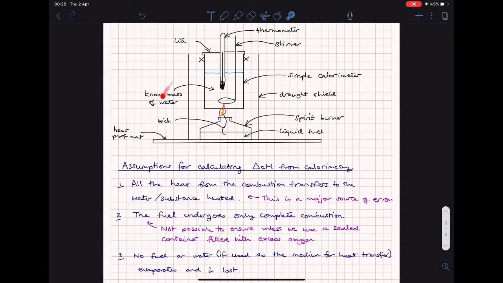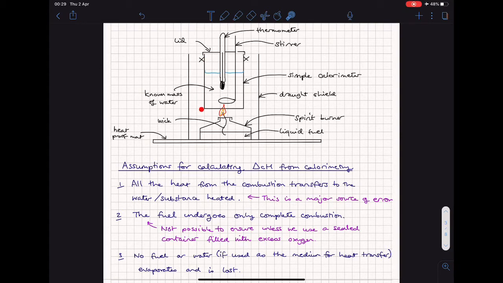One of the major problems with this experimental setup is that a lot of the heat from burning the fuel doesn't actually transfer into the water or the substance being heated that we measure the temperature rise of. A lot of it can be lost into the surroundings, into the atmosphere. So there's a huge amount of error in this experiment from the heat loss transferred to the surroundings.